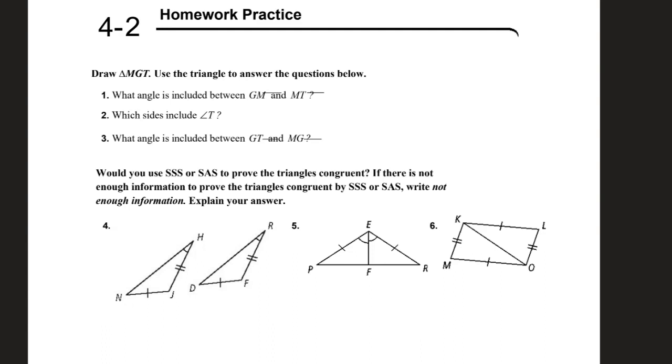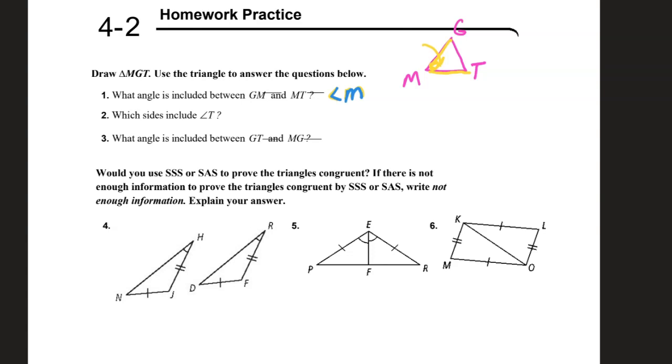This is homework 4.2. It says to draw triangle MGT. So here's our triangle, MGT. Use a triangle to answer the following questions. What angle is included between GM and MT? So this will be the included angle. So it's angle M.